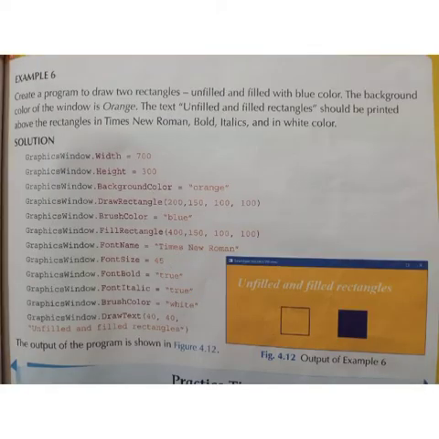Go to page number 69. Example 6: create a program to draw two rectangles, one unfilled and one filled, filled with the blue color. The background color of the window is orange. The text "unfilled and filled rectangles" should be printed above the rectangles in Times New Roman, bold, italics, and white color. So in previous programs, we have written one statement in the window.